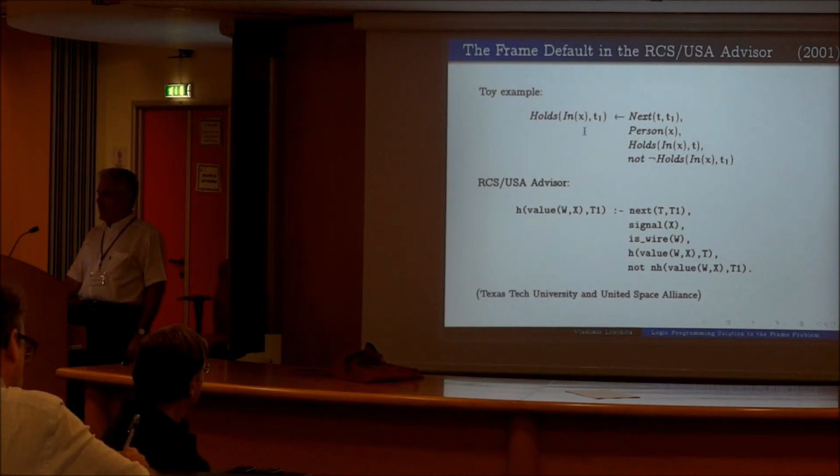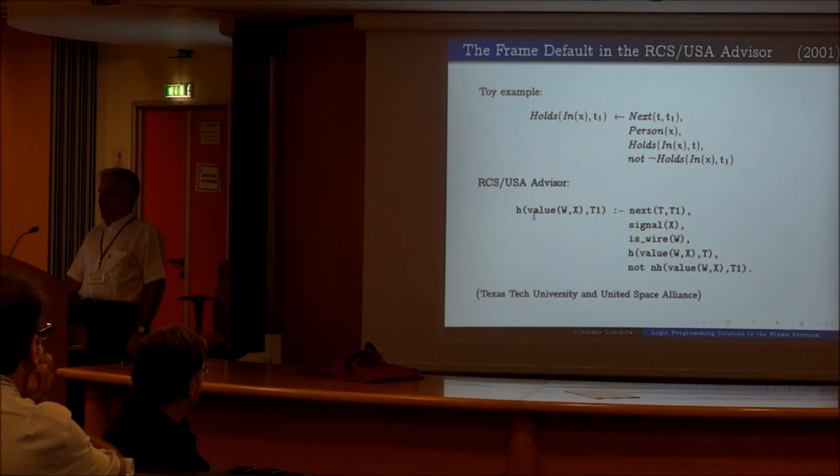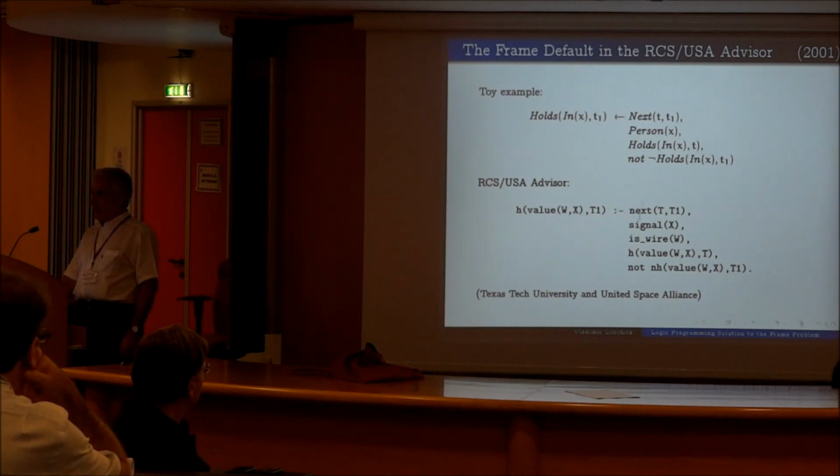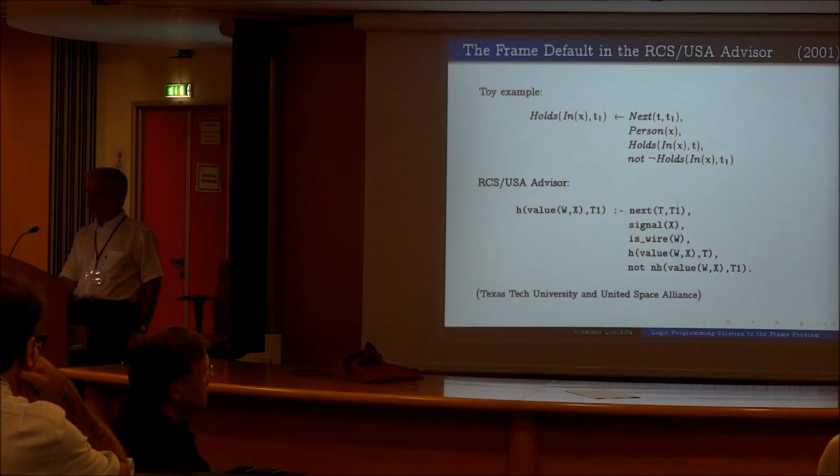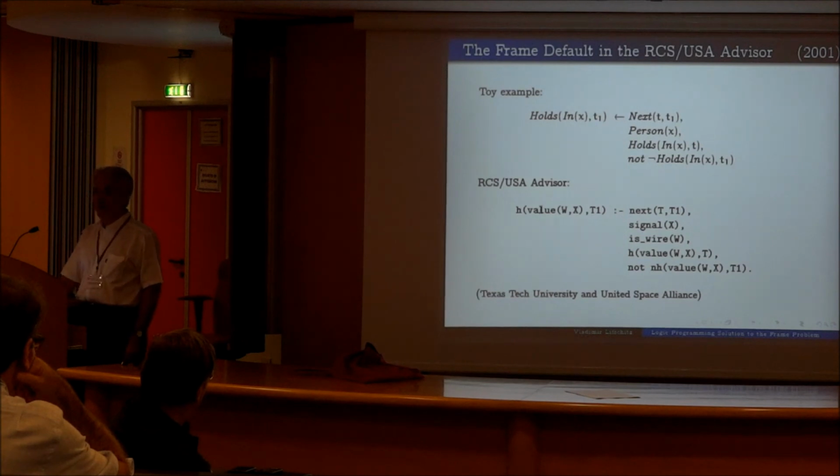What you see here is that instead of talking about x being in the room, we talk about the fluent that was of interest for describing this system. And this NH corresponds to the classical negation of holds, which is represented as a new predicate. So it's a very straightforward translation of this into the syntax of Prolog, replacing the toy fluent in(x) by the real-life fluent value(w,x).